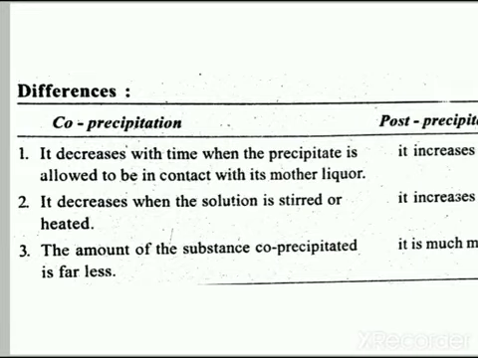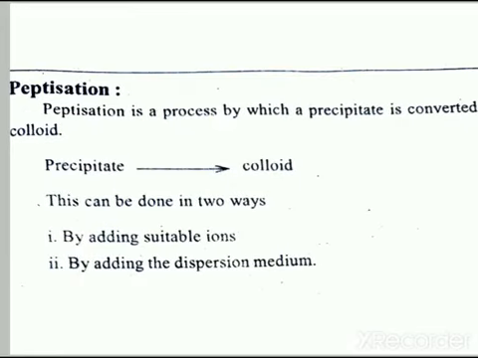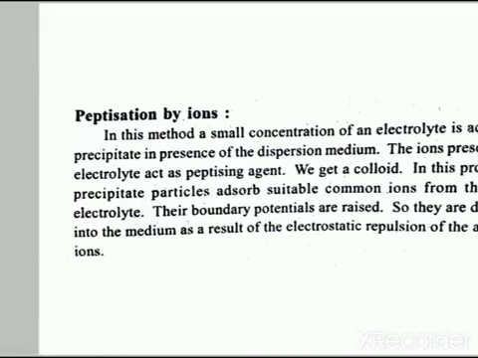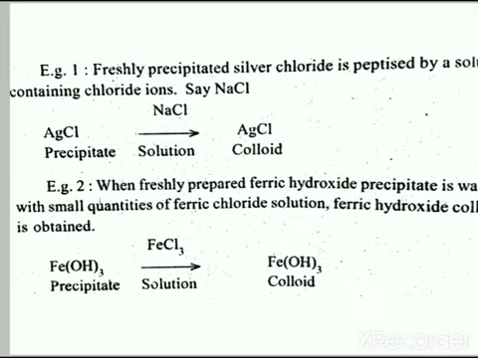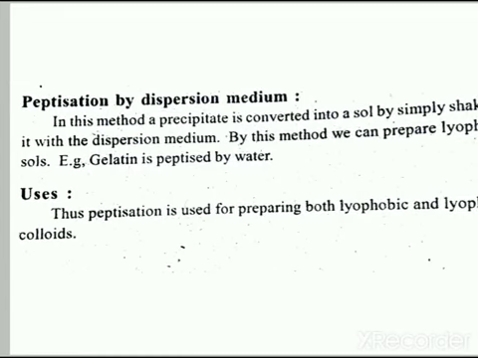In this class, we have discussed the differences between co-precipitation and post-precipitation, and what peptization is, a process by which a precipitate is converted into a colloid. And we discussed the ways to do the peptization. We can do peptization by adding suitable ions, or by dispersion medium. An example for peptization by ions was given, along with the uses of peptization by ions and by dispersion medium.